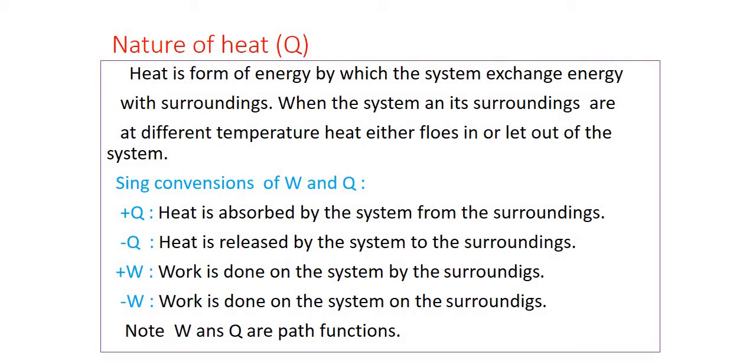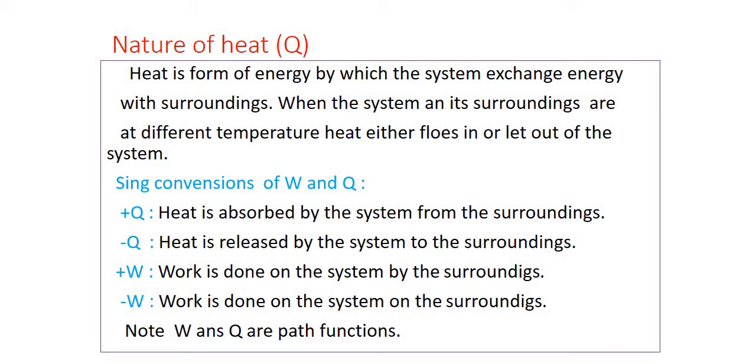Next we discuss nature of heat, that is Q. Heat is a form of energy by which the system exchanges energy with the surrounding when the system and its surrounding are at different temperatures. Heat either flows into or out of the system. So there are 4 different sign conventions of W and Q, that is, 4 different sign conventions of work and Q. This is important for sign convention when problem solving in examination.